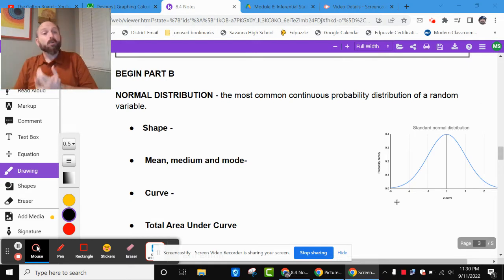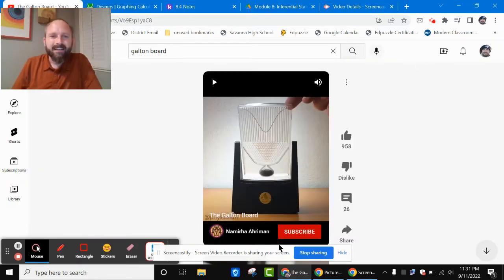Statistics 8.4b, Normal Distributions. We're going to be jumping into and actually talking about normal distributions, which is the most common continuous probability distribution of a random variable. But before we jump into that, I want to show you this Galton board. This is an example of the normal distribution.